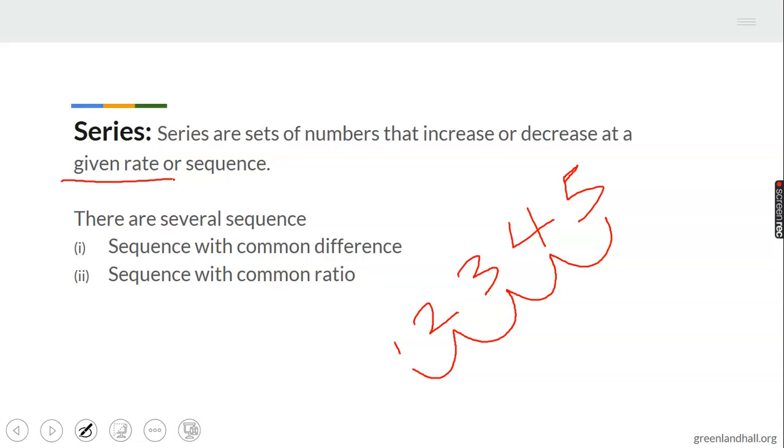There are several sequences. We have sequence with common difference and sequence with common ratio. For your level, that's what we're going to consider. Having said that, let's recap what we have in this slide. We said that series are sets of numbers that increase or decrease at a given rate or sequence. And we have also established that we have several kinds of sequence, but for this time we'll be talking about sequence with common difference and sequence with common ratio.